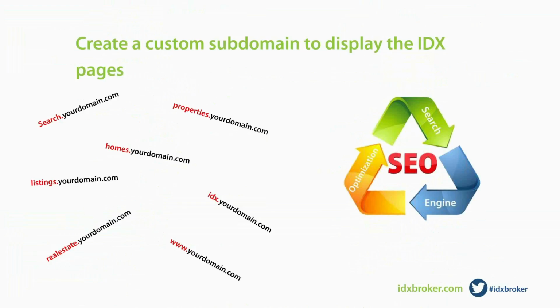To create a custom subdomain in IDX Broker, you'll choose your phrase, and then you'll go into your registrar and create a CNAME record. Whatever phrase you set up, whether search, properties, homes, listings, real estate, or IDX, you're going to create a CNAME record for that phrase and point it back to subdomains.idxbroker.com. That's going to tell Google when they crawl your website that everything displayed on that custom subdomain, everything here in red, belongs to your root domain.